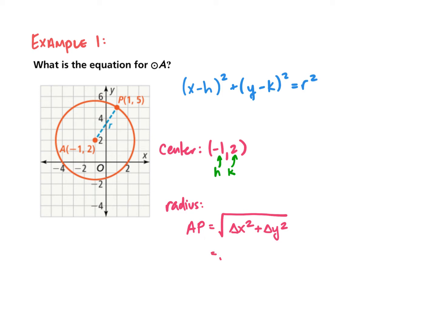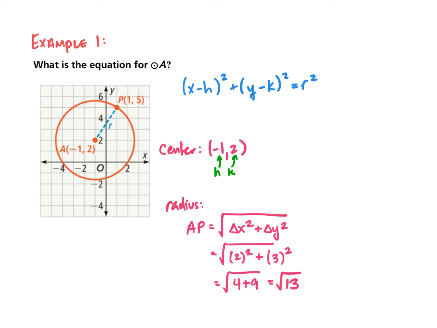So I'm going to have the square root of the change in my x's. A's x coordinate is negative 1 and P's is positive 1. That's a change of 2. So my delta x is going to be 2, and I'm going to square that. Now I'm going to look at the y coordinates. I have a 5 and a 2. That's a difference of 3, or a change of 3. So my delta y is going to be 3. So now this is the square root of 4 plus 9, which is the square root of 13.